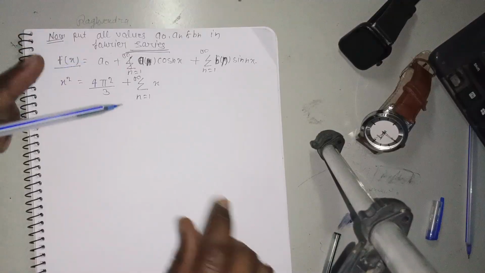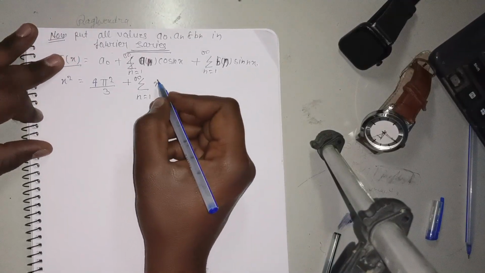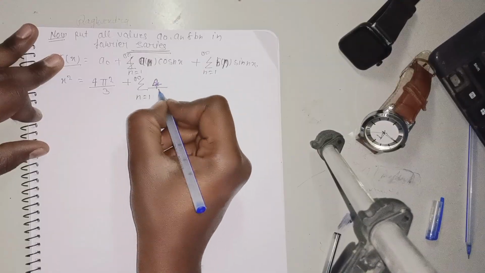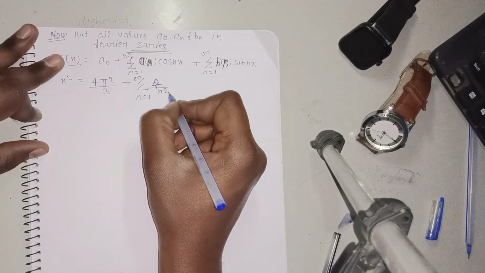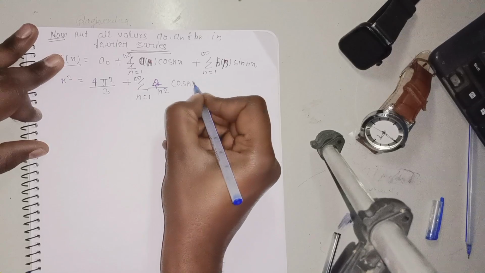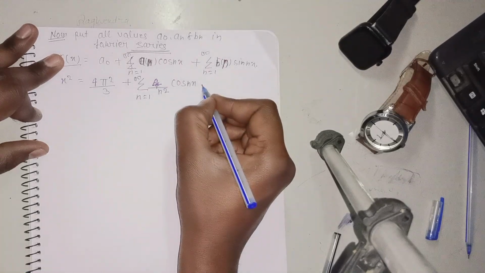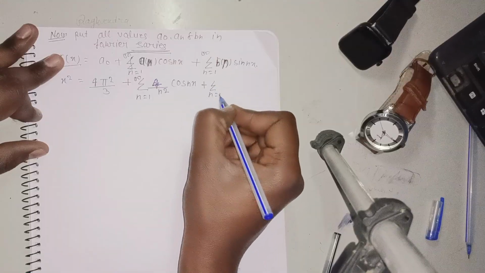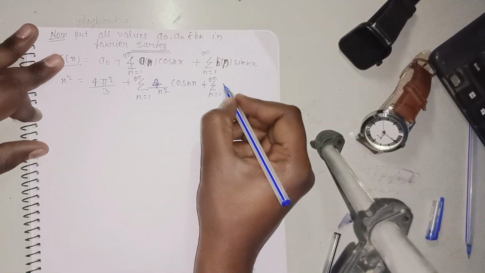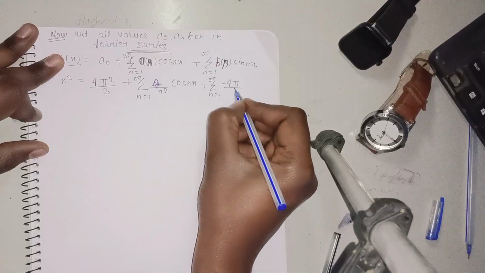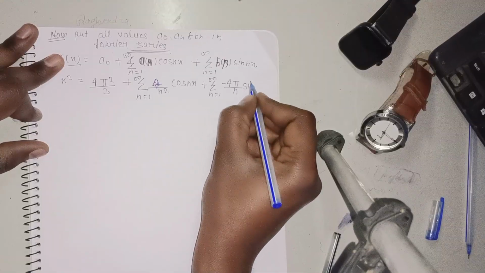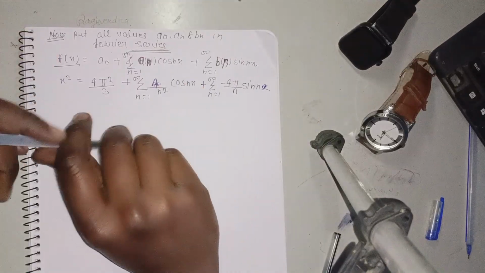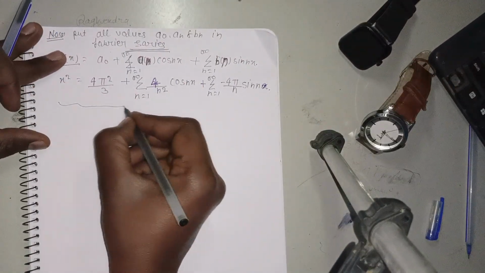Sometimes we forget the formula. So here an value is 4 upon n square, 4 upon n square cos nx as it is, plus summation of n equal to 1 to infinity bn, which is minus 4 pi upon n, sin nx. Okay, so this is the Fourier series.